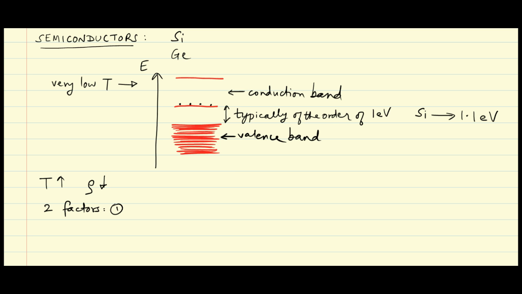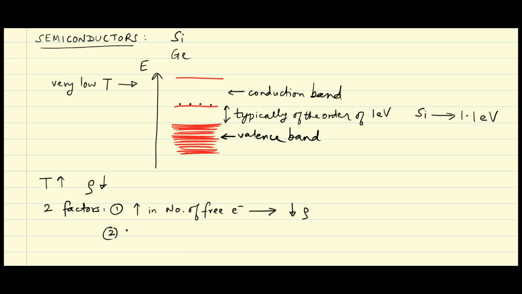Firstly, the increase in the temperature increases the number of free electrons, as we have just now seen, and this causes a decrease in the electrical resistivity. Now the second factor actually goes against this.